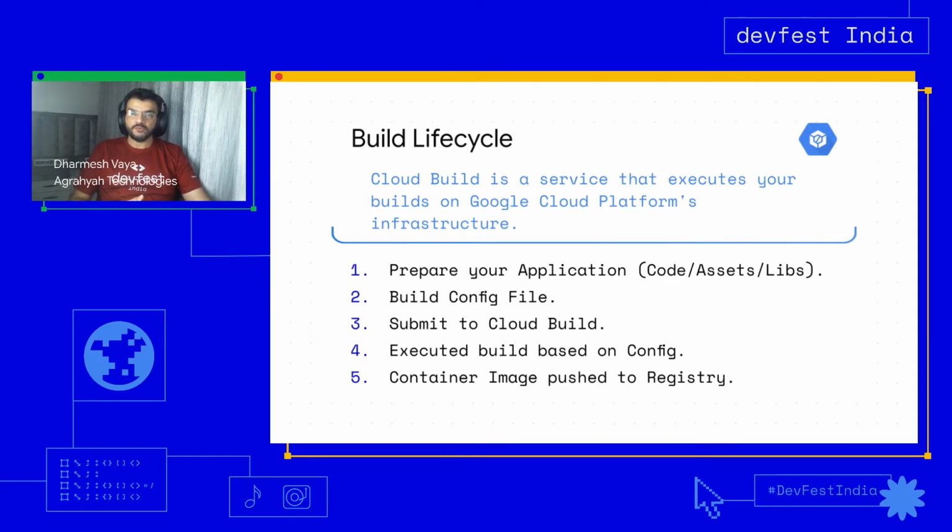You don't have to commission your infrastructure, you don't have to deploy a compute instance, or deploy a database as such. What you have to do is just follow these 5 steps. Prepare your application, build a configuration file. Of course, someone has to tell Cloud Build what needs to be built, submit that to Cloud Build, and execute that build based on the configuration.